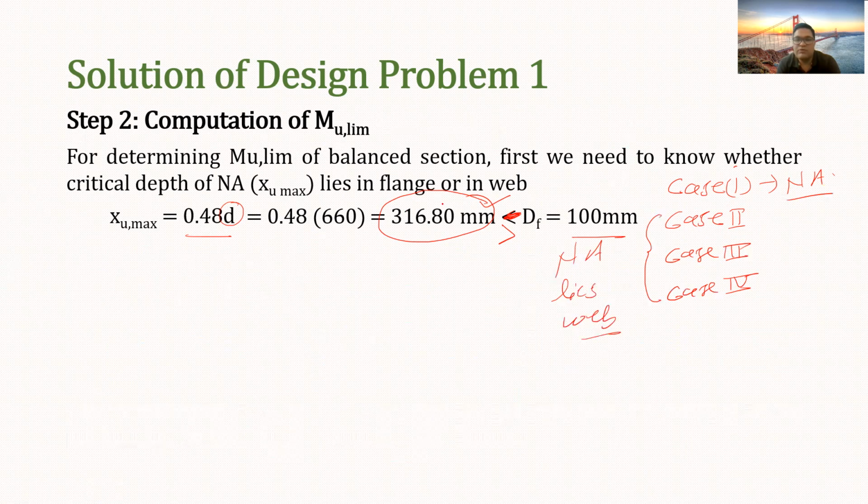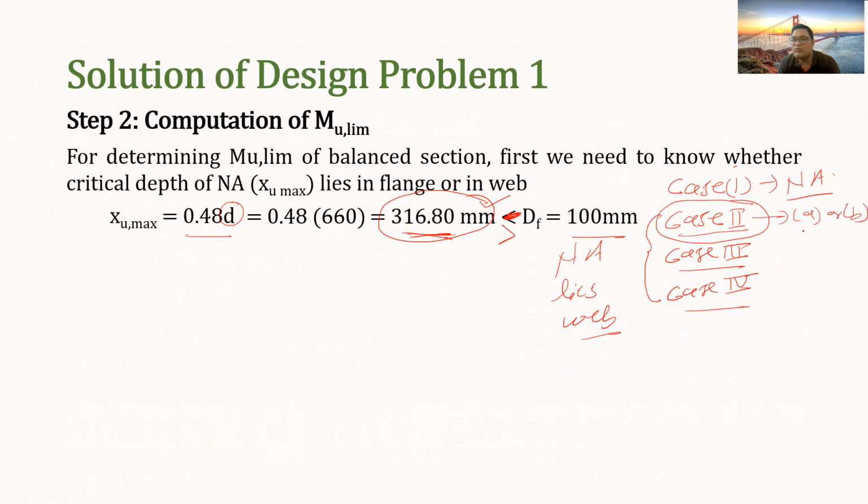So as now we know that for the balanced section, our NA will be lying in the web. Therefore, as it is a balanced section, case 2 will be for the balanced section, case 3 for underreinforced section, and case 4 is for the overreinforced section. So as now it is confirmed that we will be using case 2, but we have to see whether it will belong to case 2A or case 2B.